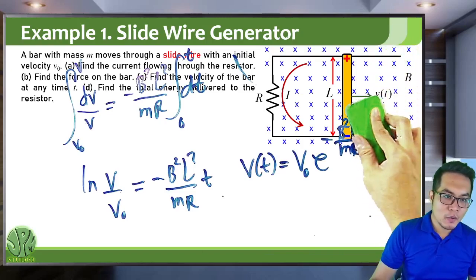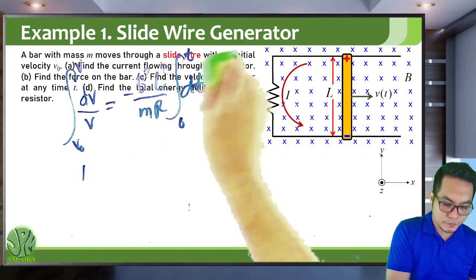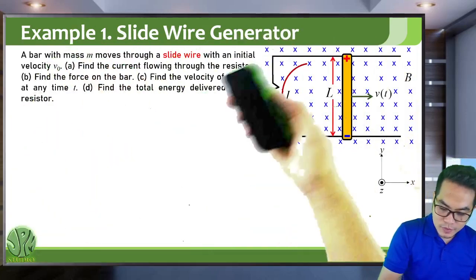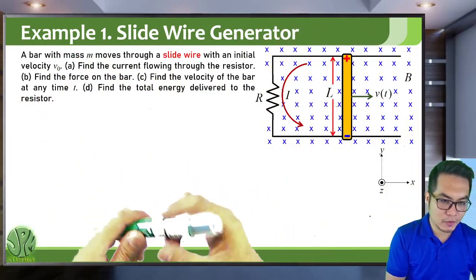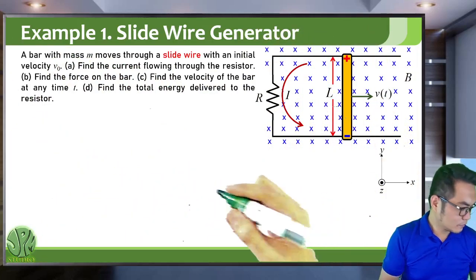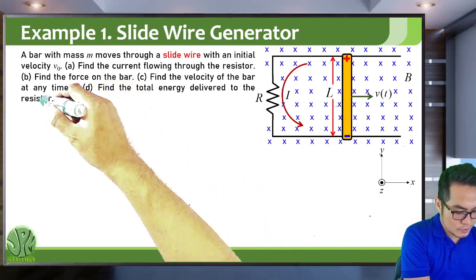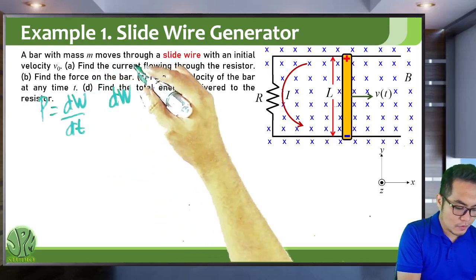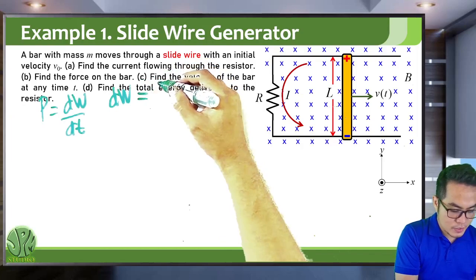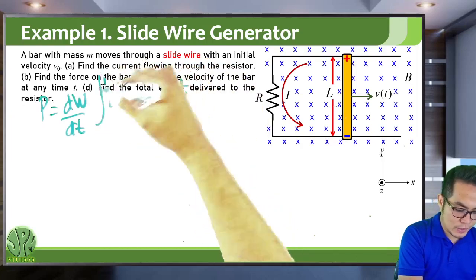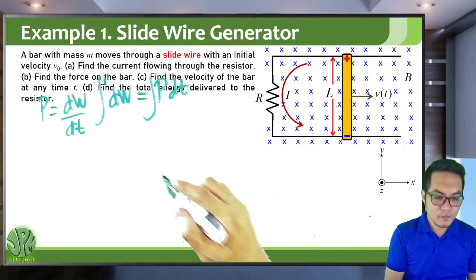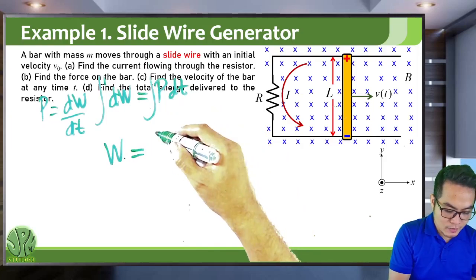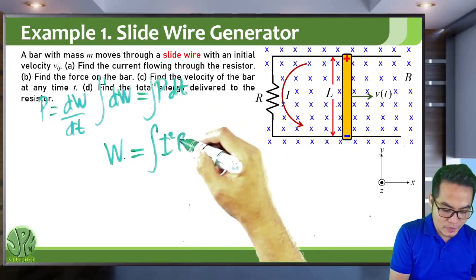So for letter D, we are asked to find the total energy delivered to the resistor. So we will now use the concept of power, the joule, with respect to work. So power is work per unit time, meaning work or energy is power times time. So we integrate this. The total work delivered to the resistor is just equal to the integral of the power delivered to the resistor, which is I squared times R dt.